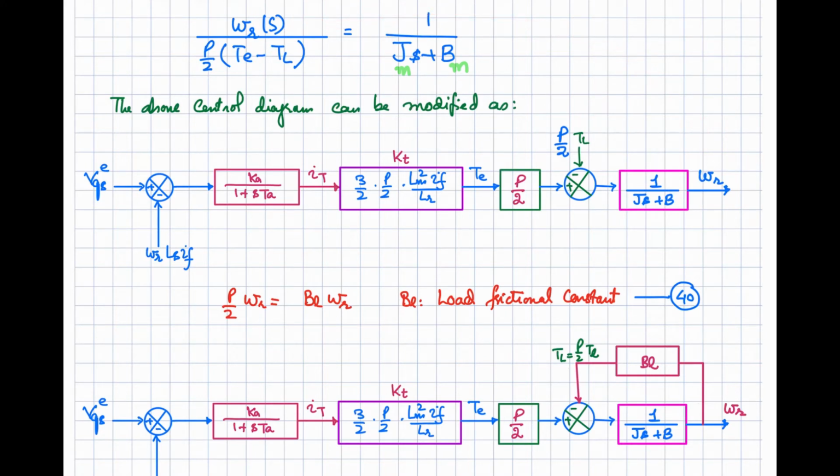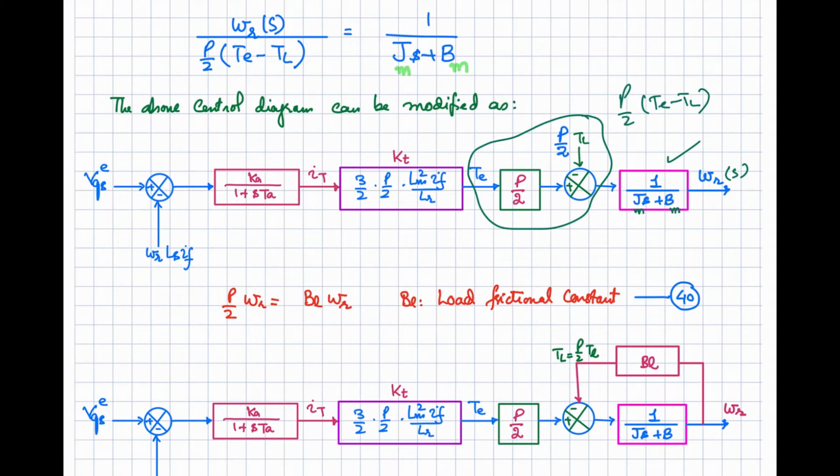So I can represent this thing like that. This is Jm and this is Bm. So now after passing this term over here, this is the denominator, that is P by 2 into Te minus TL, right? So multiplying it with this transfer function, you are going to get the rotor speed in the S domain, right? Okay, now your load torque can be written in terms of the load frictional coefficient. You can represent it with that.